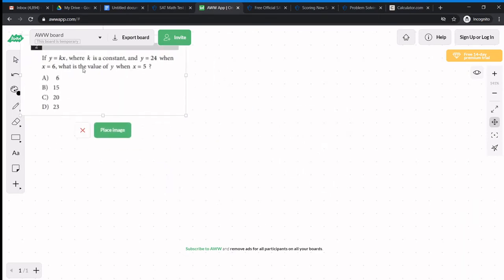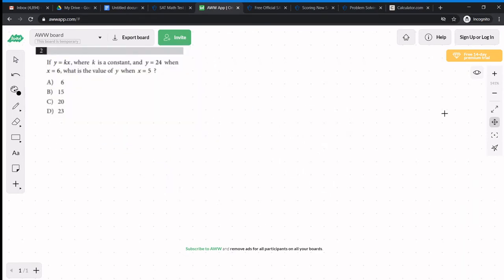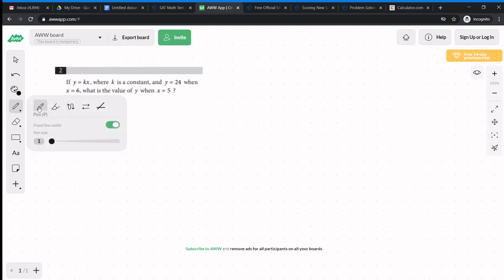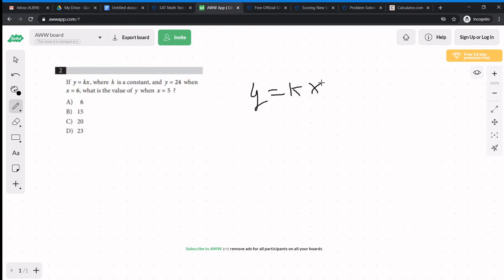Alright, so this first topic that we're covering comes in a lot of different ways. This one, again, is just a ratio. When y is 24 and x is 6, y equals kx. So k equals 4. Right? Now it's asking, so we know that y equals 4x.